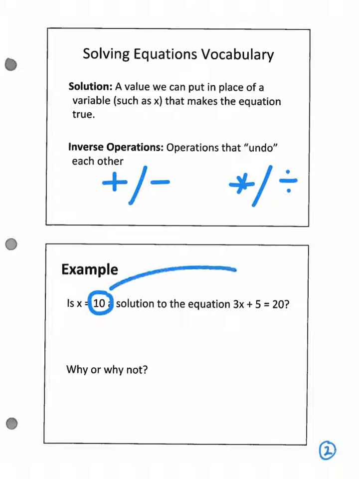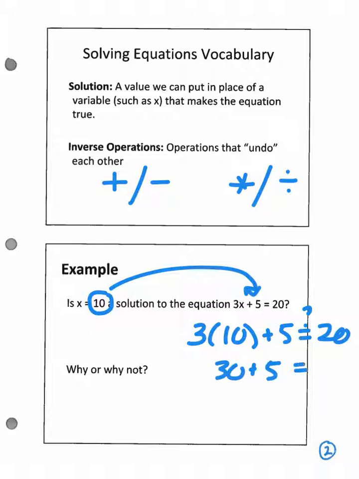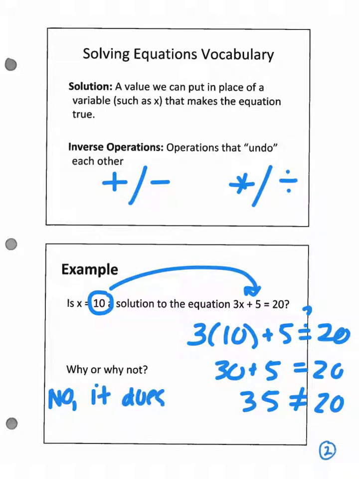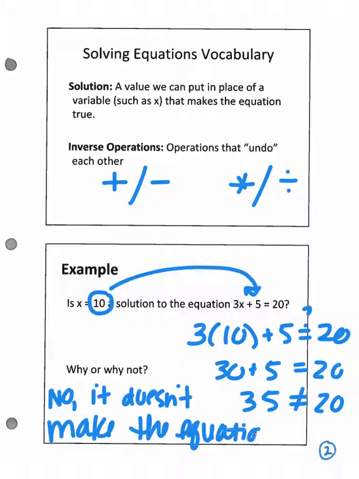So I want to plug 10 into the equation for x to see if I get a true statement. So I'm going to do 3 times 10 plus 5. I want to know, does that equal 20? So I get 30 plus 5, which I know does not equal 20. So no, it doesn't make the equation true. So it's not a solution. So that's just something to keep in mind as we go along, because you always want to be mentally checking to make sure your answers make sense.